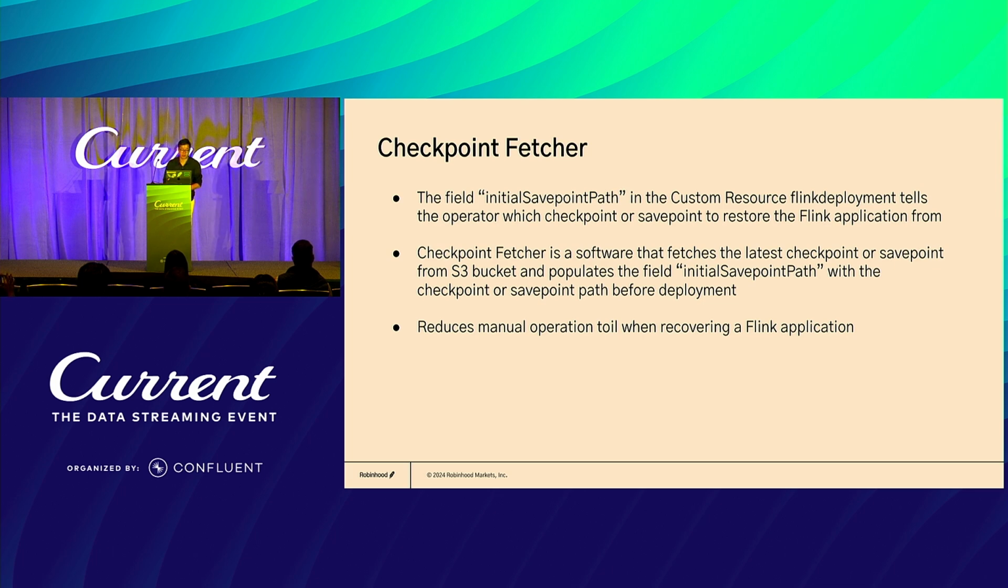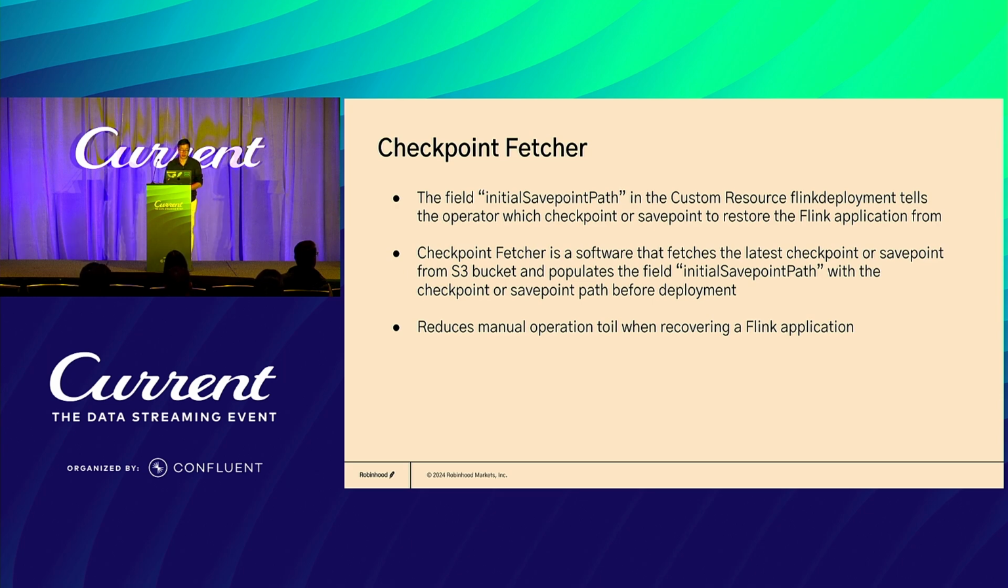To reduce any human errors that could occur while recovering a Flink application from the latest checkpoint, we created a software called the checkpoint fetcher to automate a lot of this manual work. The checkpoint fetcher software scans both checkpoint and savepoint folders in AWS S3 for the latest path and sends this path to our in-house deployment system. The deployment system populates the field initialSavepointPath with this path in the Flink deployment custom resource before deploying the application.